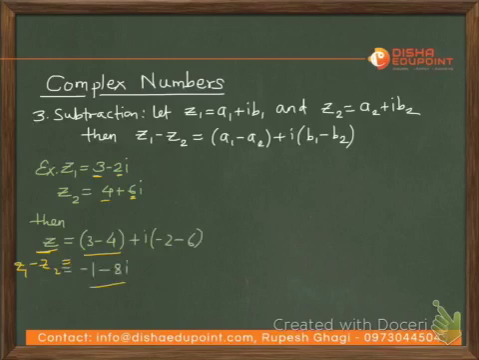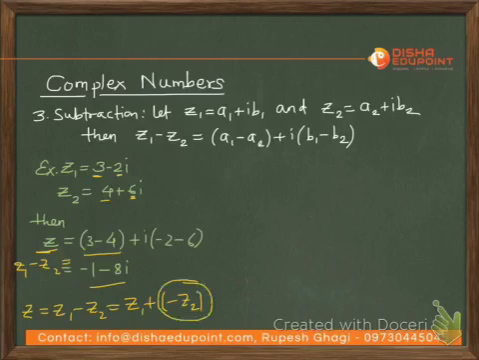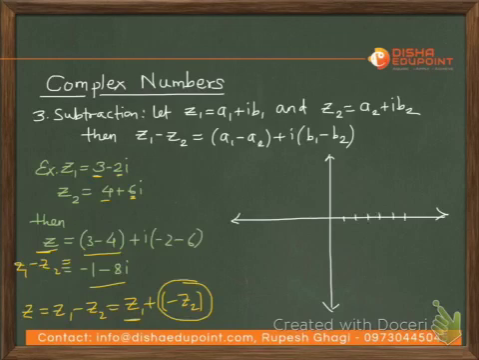This is the subtraction. Now this operation, z equal to z1 minus z2, can also be visualized as z1 plus minus z2. That is, the additive inverse of z2 is added to z1. Let's try to understand this operation again on the Argand plane.